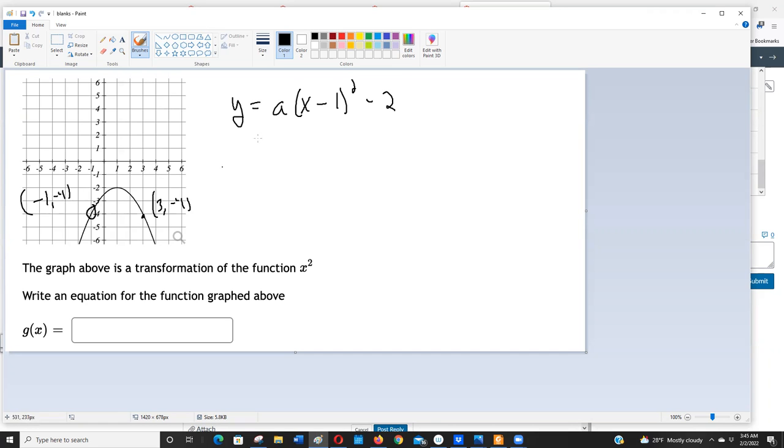Then what you can do is substitute those values in for x and y. When I go with 3, negative 4, there's one less negative to have to deal with. So y is negative 4, and I don't know what a is. I know that x is 3, so it's 3 minus 1, squared, minus 2. Now we just have to solve this for a. So I'll add 2 to both sides, and that'll give me a.